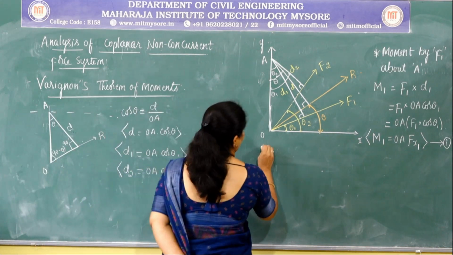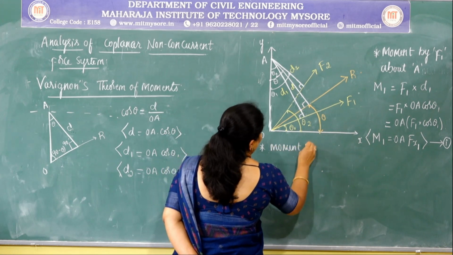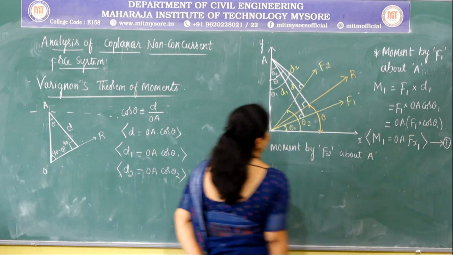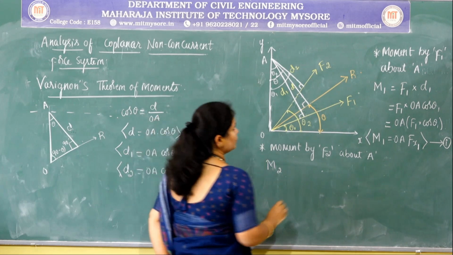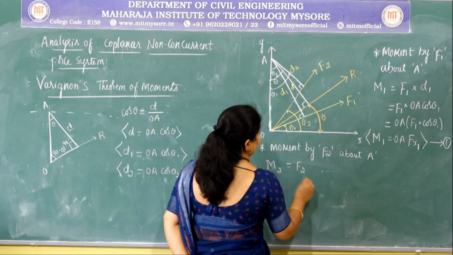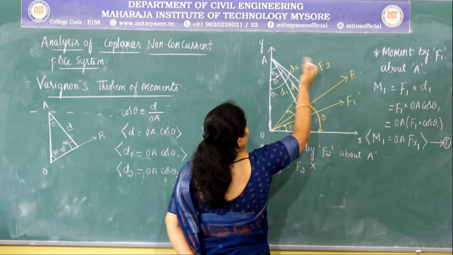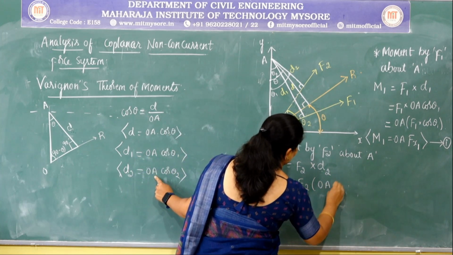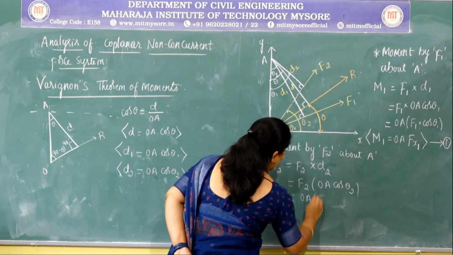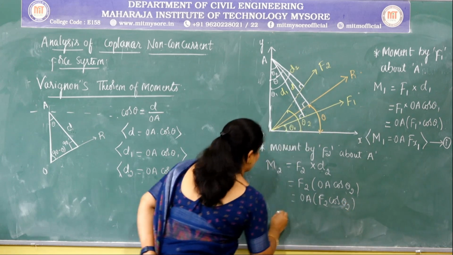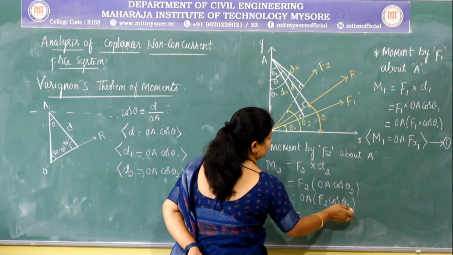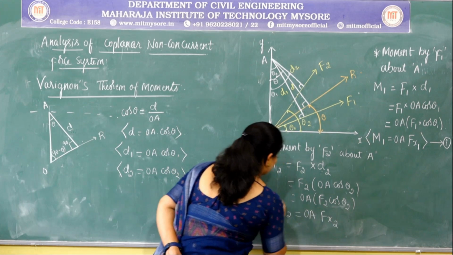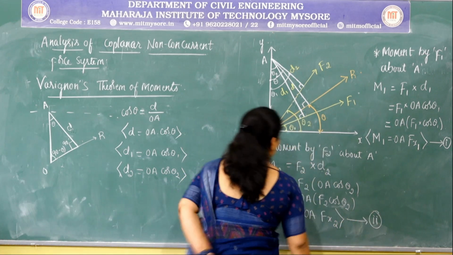Let us consider the moment by the force F2 about A. The moment produced by force 2 is equal to the magnitude of the force, F2, multiplied by the perpendicular distance between the line of action of the force and the point, D2. Again this D2 can be written as OA into cos theta 2. So now this OA into F2 cos theta 2, where F2 cos theta 2 is the horizontal component of force 2, can be written as Fx2. Let me consider this as equation 2.